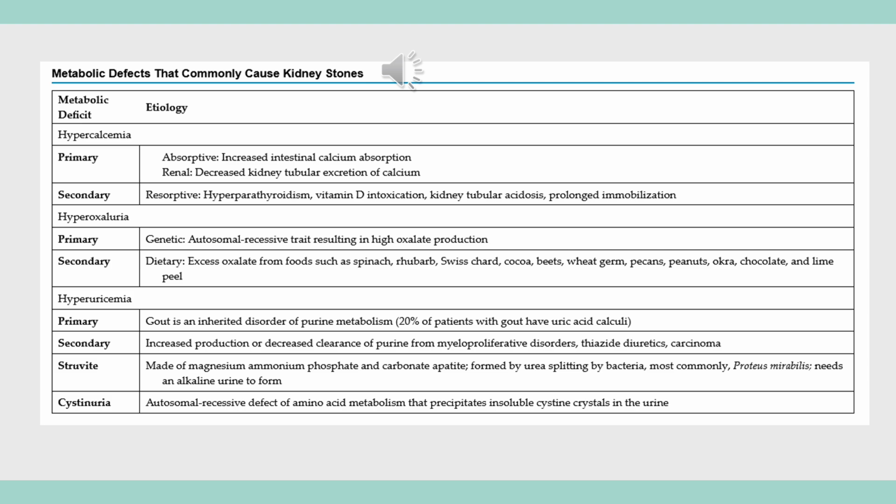Struvite stones are formed from magnesium ammonium phosphate and are often associated with urinary tract infections, especially those caused by Proteus mirabilis. So these stones require alkaline urine to be able to develop. And finally, cystinuria results from an autosomal recessive defect in amino acid metabolism, which leads to the precipitation of cystine crystals in the urine. So by understanding these different metabolic defects, we can tailor our prevention strategies such as dietary modifications, hydration, or medications to be able to address the underlying causes specific to each patient.